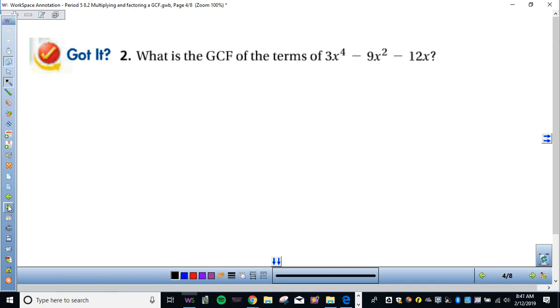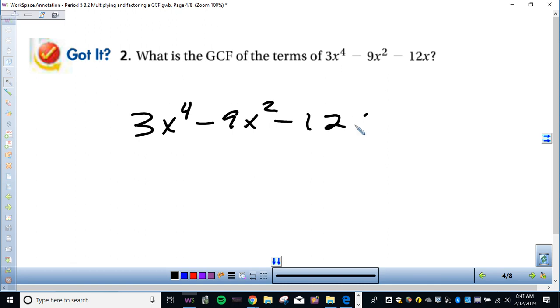So what's the biggest number I can divide out of all three? But I can't divide 3 by 12. Yes, you can. But we're talking about factoring out, right? So I can't factor out any more than this 3 right here, right? Well, you can split into 9, right? I can divide 3 out of 9. I can divide 3 out of 12 as well, right? So let me write this: 3x to the 4th minus 9x squared minus 12x. So the biggest number I can divide out is 3.